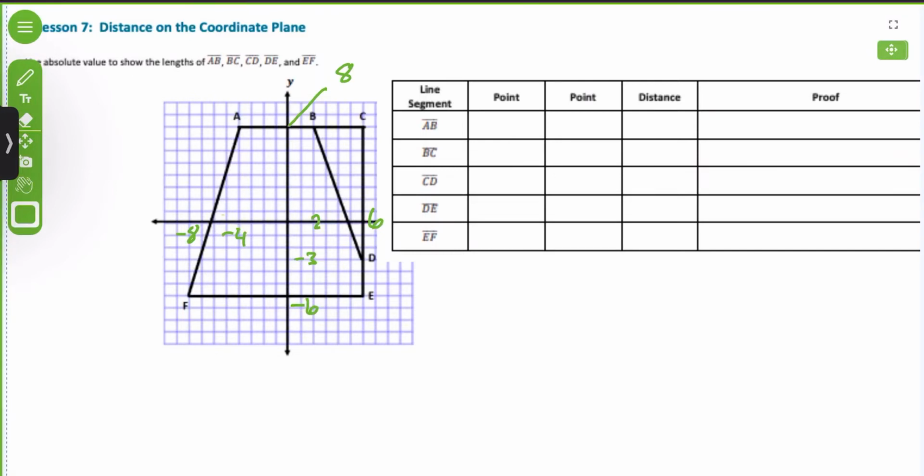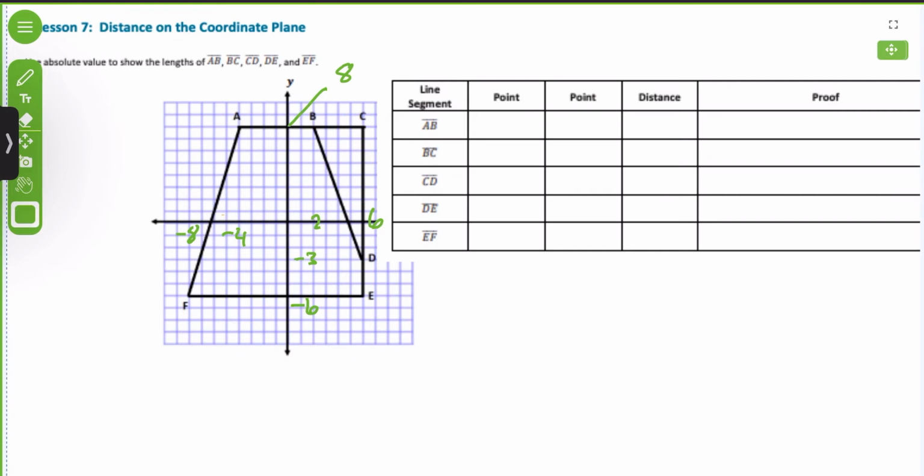Math 6, Module 5, Lesson 7. We're talking about the distance on the coordinate plane. And it says, use absolute value to show the lengths of line AB, line BC, line CD, line DE, and line EF.